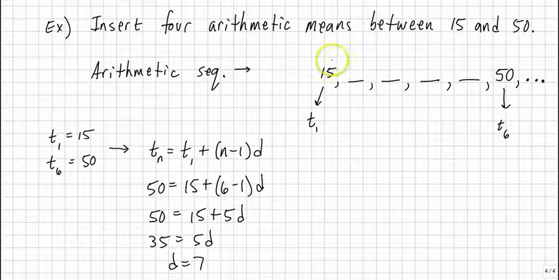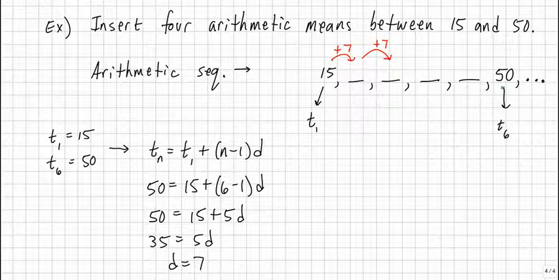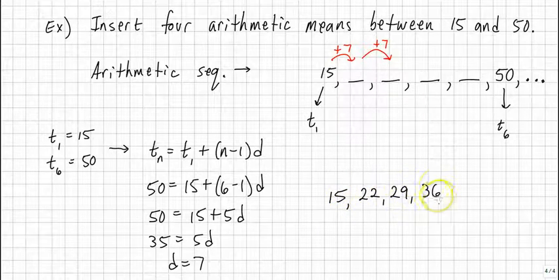So that means I should be able to add 7 each time to get the missing 4 terms that we want. So we can now find those 4 arithmetic means. So we have 15, add 7, add 7, add 7, add 7, and then there we go. There's the 4 numbers that we wanted.